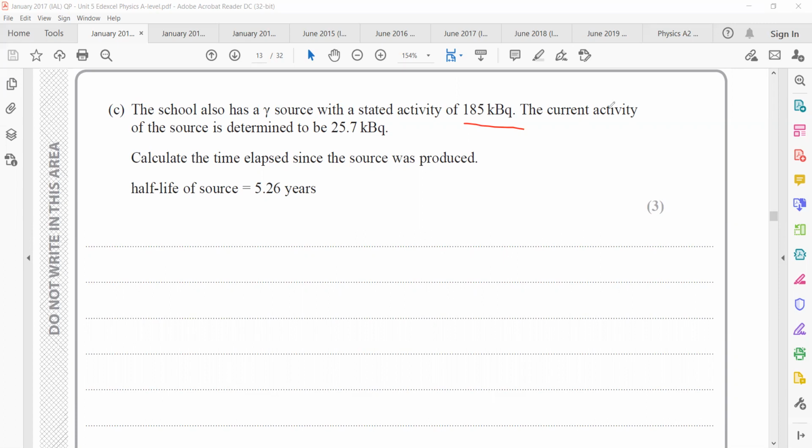The activity of the source always decreases because in the beginning you will have more radioactive nuclei, but with the passage of time, the number of nuclei decreases. So as the number of nuclei decreases, the activity also decreases.